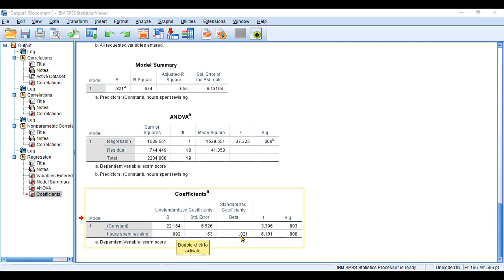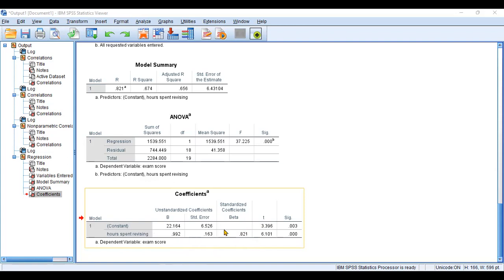Whereas if we're using the standardized, we're trying to say that if we have a one unit change, we have 0.82 standard deviation variation in our dependent variable. This one is related with respect to standard deviation. We have this change in the dependent variable.